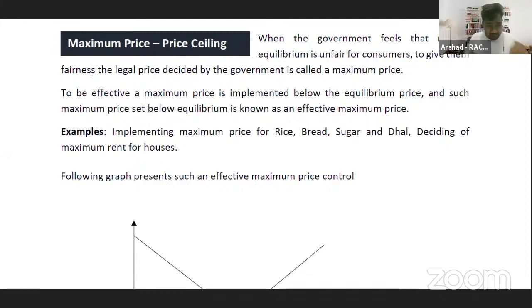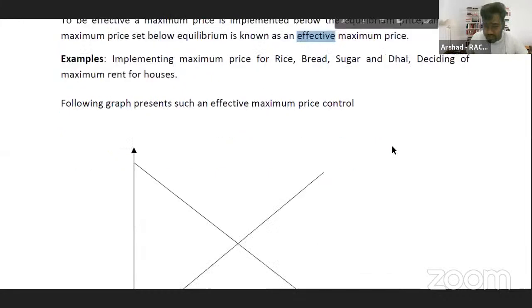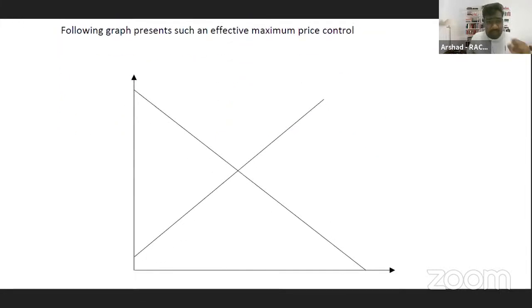Guys, I'll talk about this effective maximum price. Just let me know if I'm right or wrong here. If I put in a maximum price over here, do you think it will be effective in the market? Maximum price means that is the maximum you can sell that good for. It's not effective, right? Why? Because when you put a maximum price above the equilibrium, it will go back to the equilibrium.